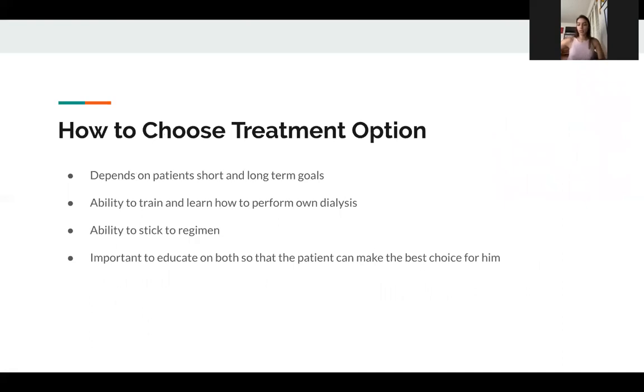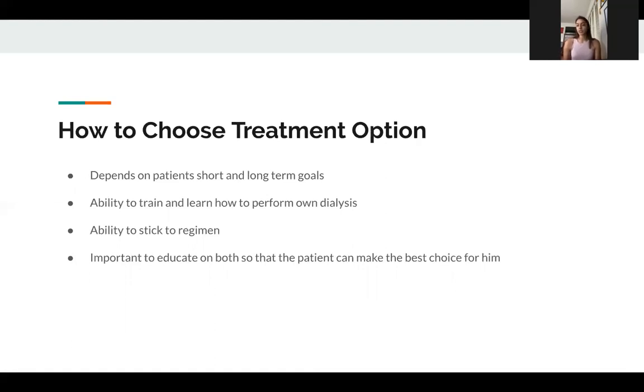And so how to choose a treatment option. Basically it just depends on the patient's goals, short and long-term goals. So if they do want to be more independent and feel that they can administer their own treatments, that would be the best option for them. Also, their ability to train and learn how to perform their own dialysis, ability to stick to the regimen, because since they aren't monitored, they would have to do everything themselves.